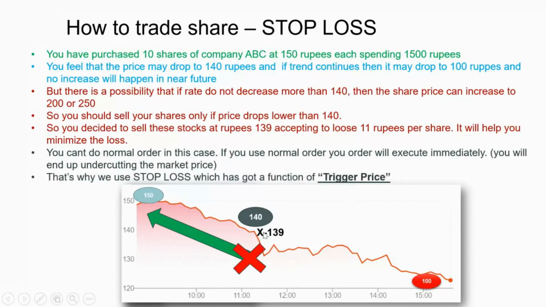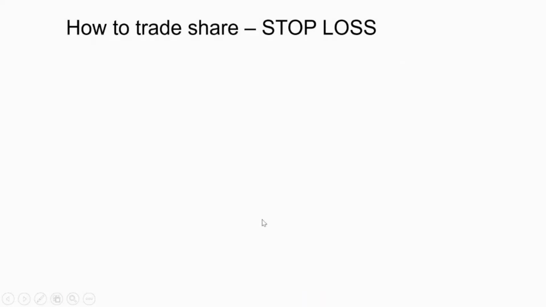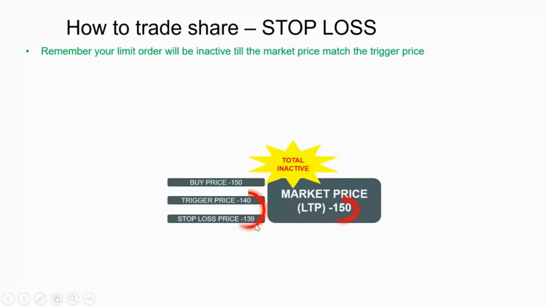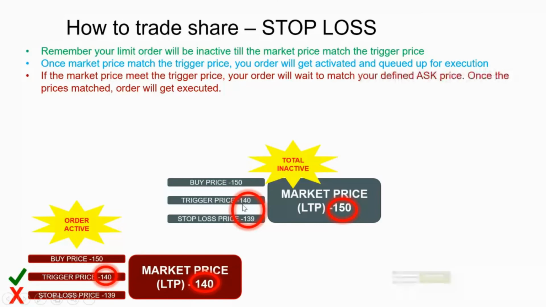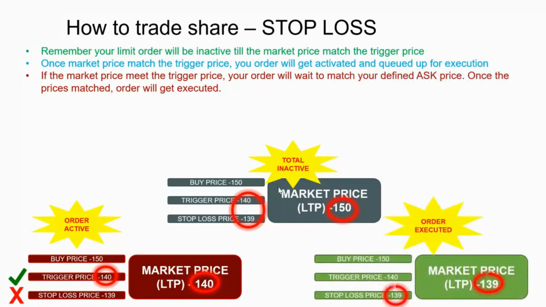In a stop loss order, we have a special function called trigger price. Your order will be inactive until the market price matches the trigger price. Remember, trigger price is not the price of your transaction or your selling or your buying. Trigger price is a price at which your order will get activated. So here, trigger price works as a switch to activate your order. Once the market price matches the trigger price, then only your order will get activated and queued up for execution.